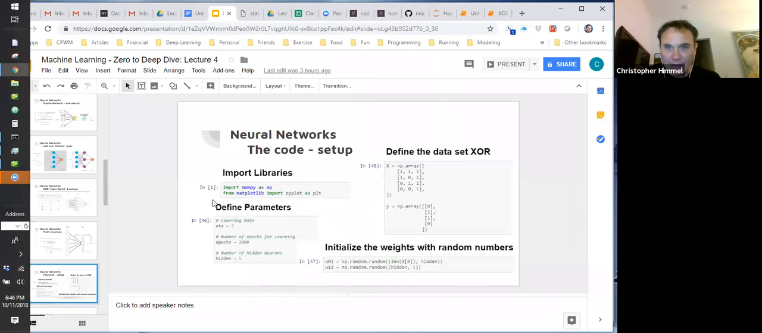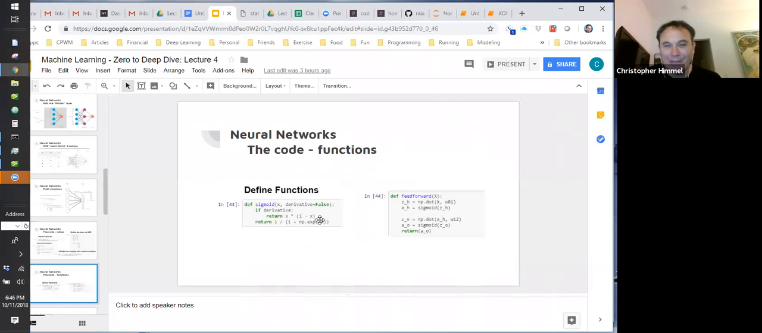Okay, so that's all the code that we're starting with here, the setup. That's what I call the setup. Now I've got this defining functions here. I don't want to talk about that yet.